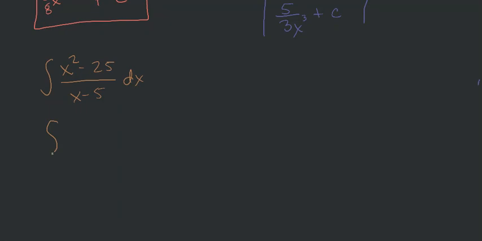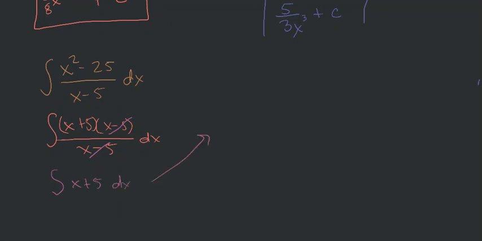And what we can do here, we'll change colors again. What we can do on this one is we can factorize the top. It becomes x plus 5, x minus 5. The bottom is x minus 5. So then if we do a little canceling, we have an x minus 5 here and an x minus 5 here. That means we will have the integral of x plus 5 dx.